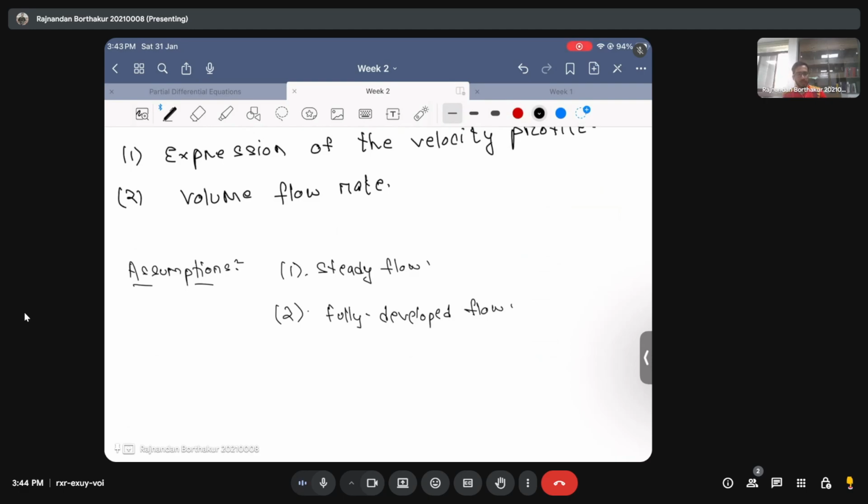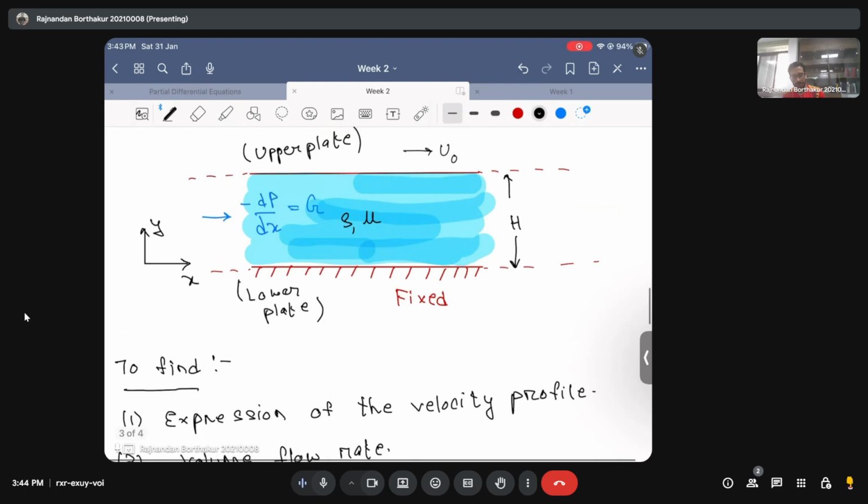The consequence of assuming that the flow is fully developed is that the velocity profile that I calculate here and the velocity profile that I calculate here will just be the same, and it will not be a function of x. The only way it can be a function of x in this given scenario is when I look into the beginning and the end effects. But I'm neglecting the beginning and the end effects. In other words, I am not interested in looking at what is happening at the start of the pipe and what is happening at the end of the pipe.